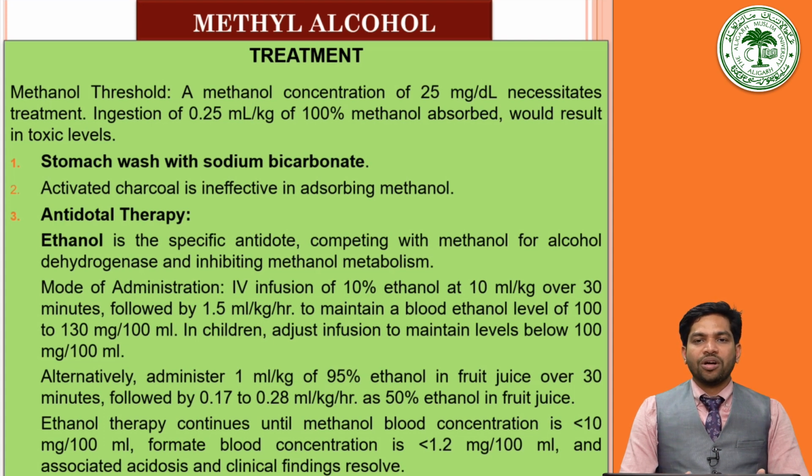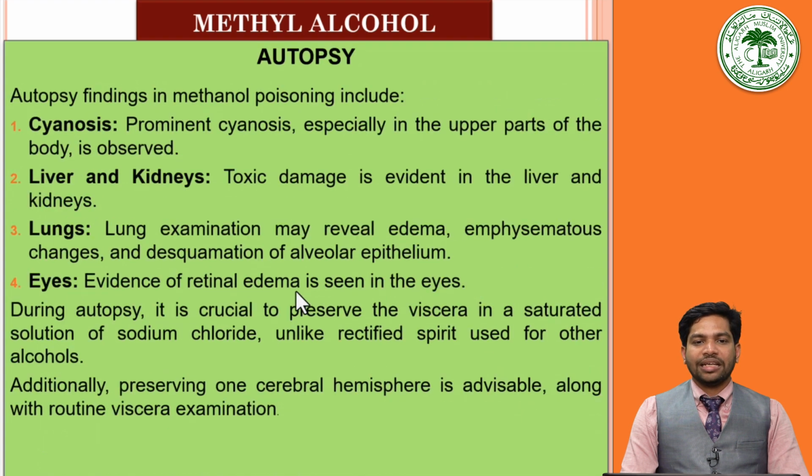Hemoperfusion is seen to be not very effective in case of methanol poisoning. In case of death of the person, the cause of death could be metabolic acidosis and other various complications associated with methanol poisoning. On autopsy, the findings include prominent cyanosis, especially in the upper parts of the body. Liver and kidney show toxic damage. Lungs examination may reveal edema, emphysematous change, and desquamation of the alveolar epithelium. Evidence of retinal edema may be seen on fundoscopy.